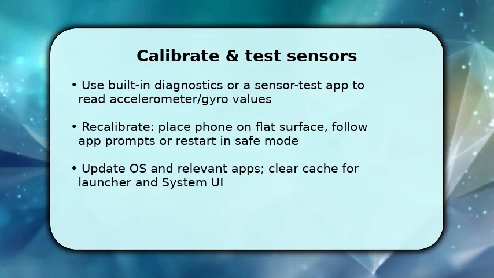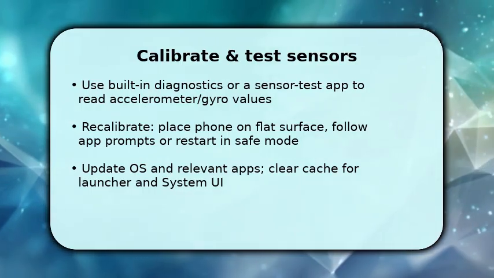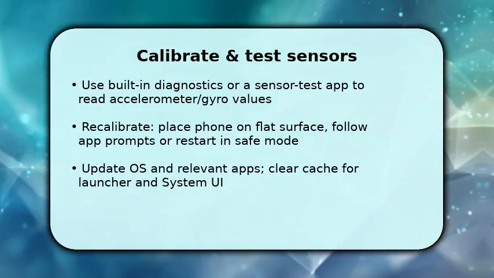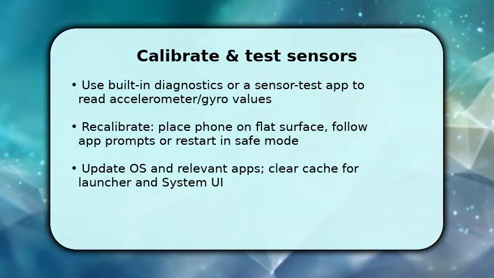Now you calibrate and diagnose the sensors so rotation logic works. Run the built-in diagnostics or a trusted sensor test app to view accelerometer and gyroscope outputs. You'll see numbers shift as you tilt.